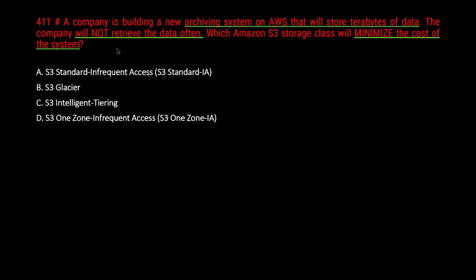Since they said that, we can go ahead and pick Glacier because that is the cheapest. But if they said the data has to be retrieved within a certain time, like seconds or minutes, then we would have to contemplate between the other options. But since they said the data will not be retrieved often, they didn't tell how often, so that's fine. We can go ahead and pick Glacier, because you cannot retrieve data that often using S3 Glacier.